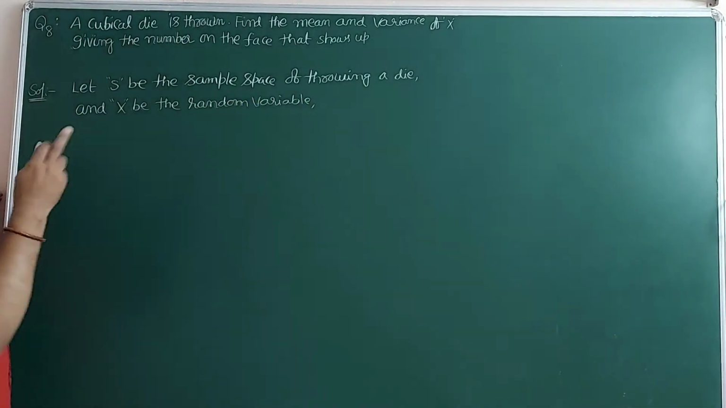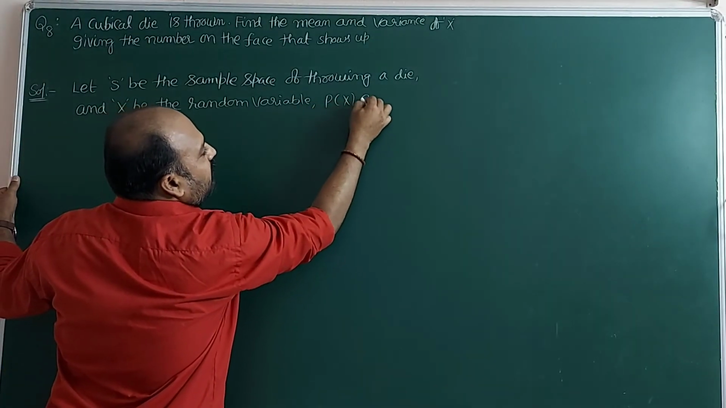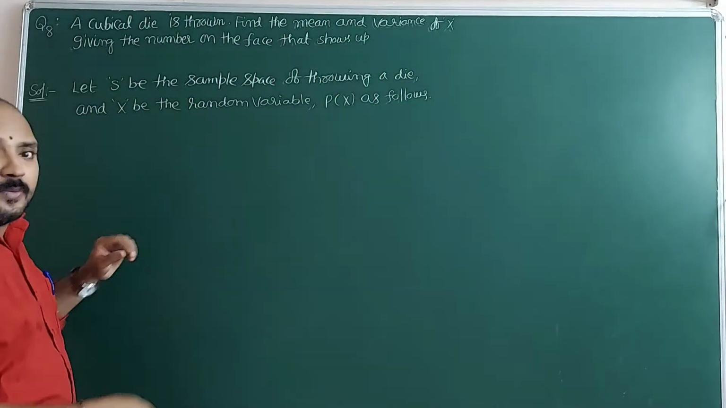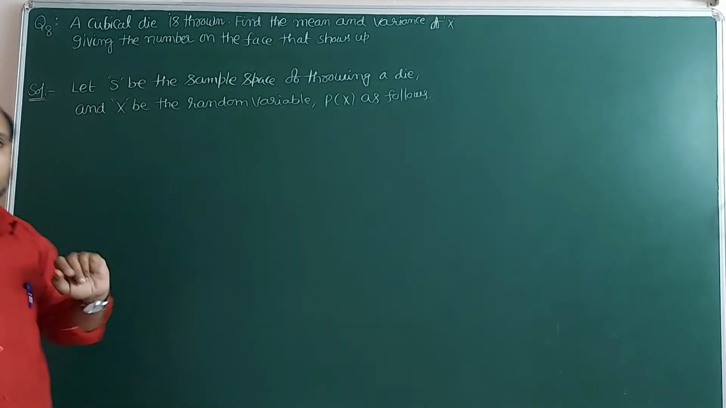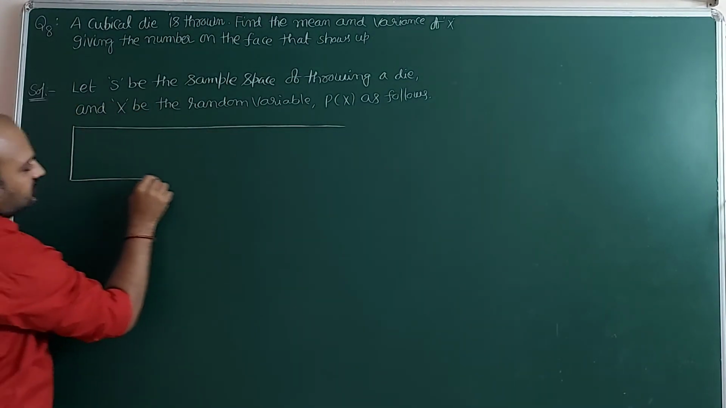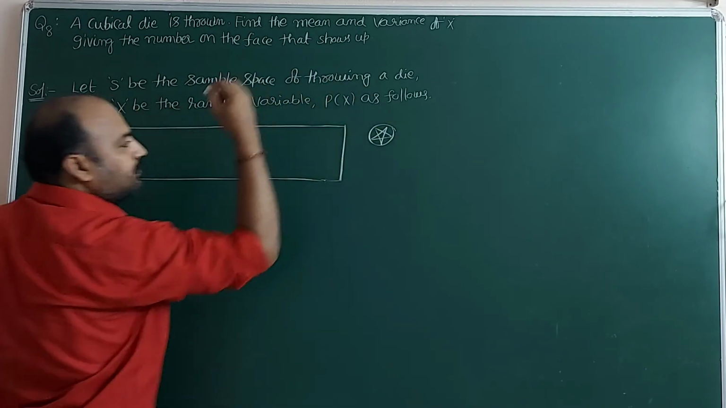That random variable follows the probability, P of X, as follows. P of X means what? Probability of the random variable. See how we are going to form the table from this. Observe carefully, dear students. This is the very important step and turning step of this problem.